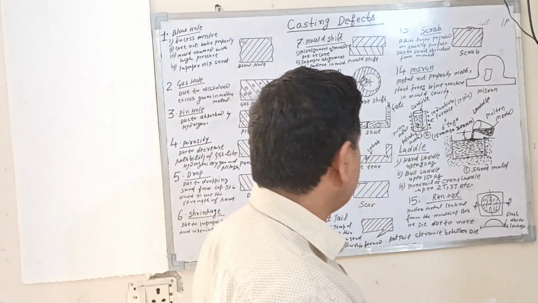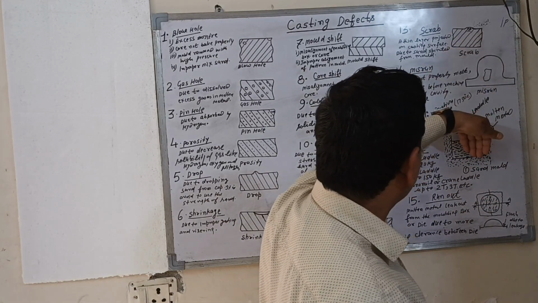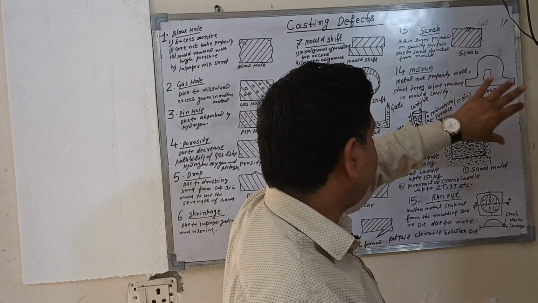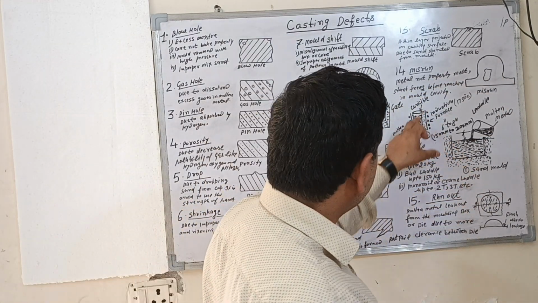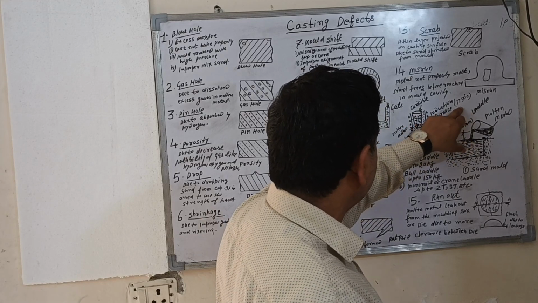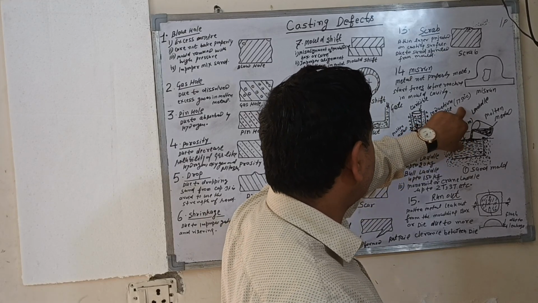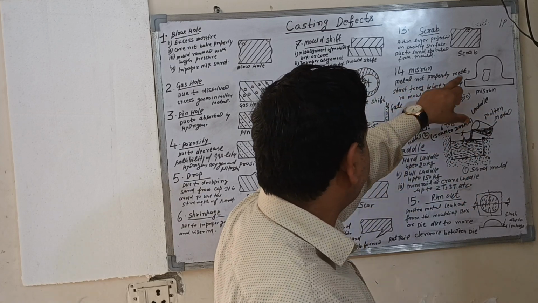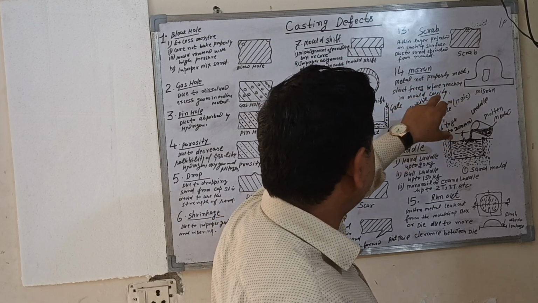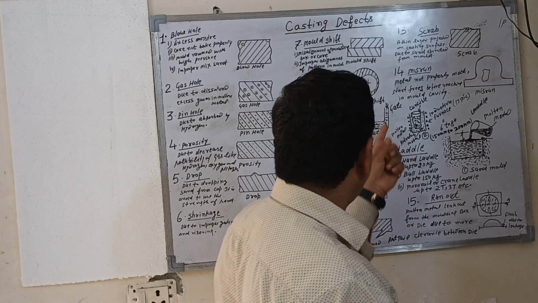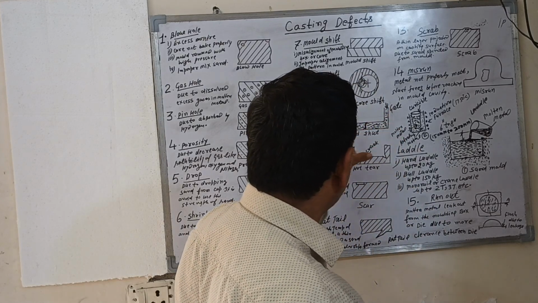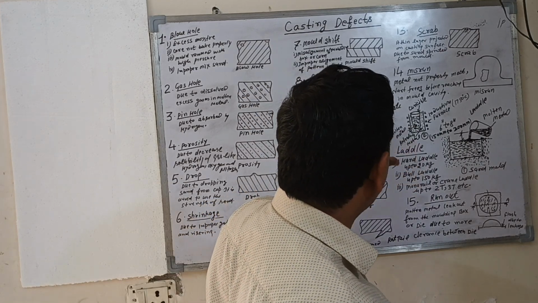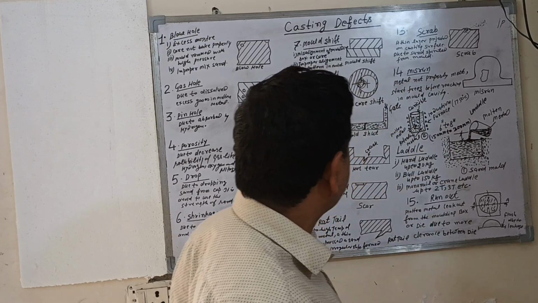Number 14 is misrun. Misrun means when you are pouring this metal, the metal is not properly melted. The temperature will be decreased, or if you want to pour into this cavity, the metal, not properly melted, starts freezing before reaching. The metal does not reach here. The metal starts freezing at this point. This type of defect is called the misrun defect.